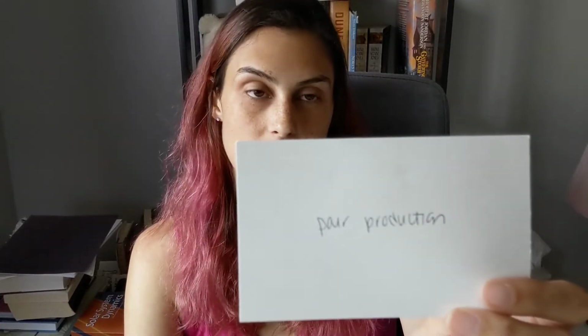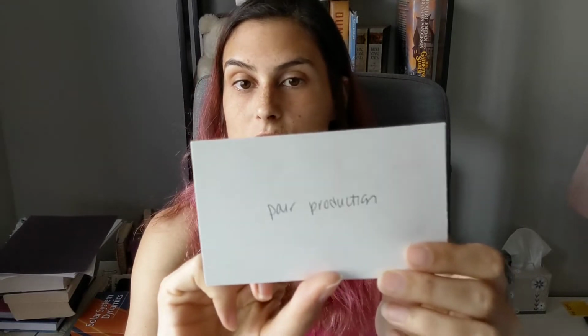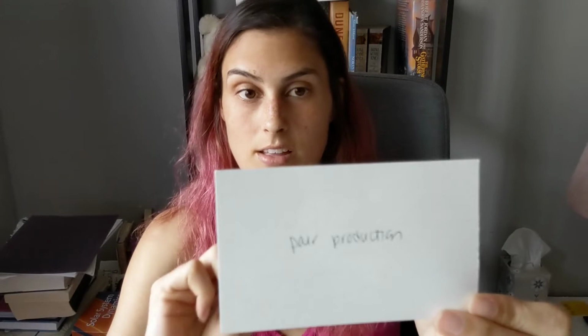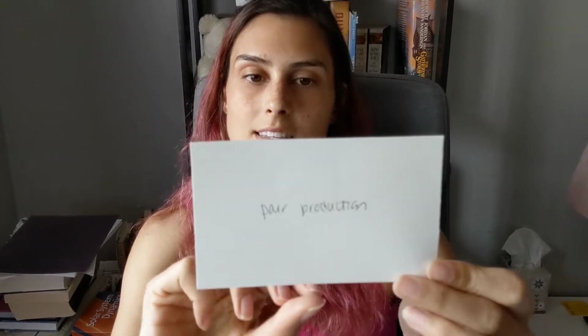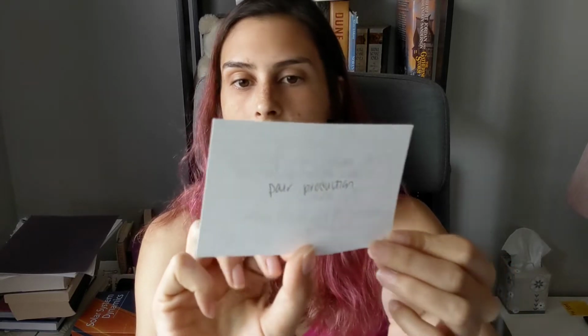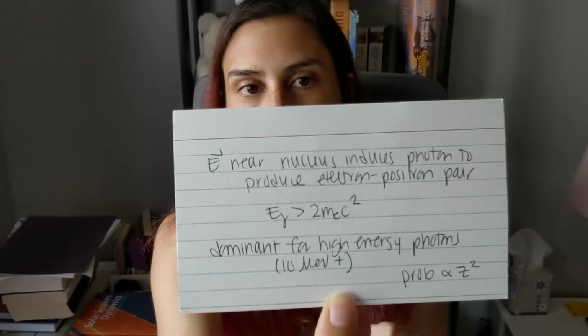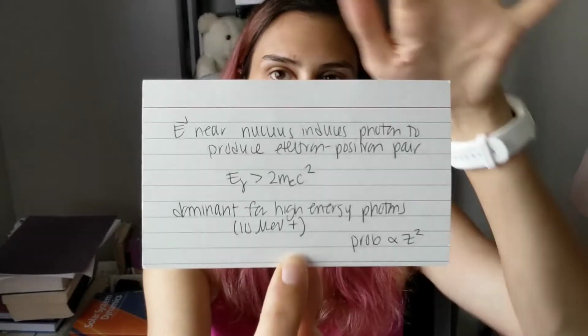Pair production. So this is when energy in your nucleus induces a photon to produce an electron-positron pair, and so the energy of the photon has to be greater than 2 times the mass of the electron c squared, and this is dominant for high energy photons, that's greater than 10 mega electron volts, and the probability is proportional to z squared. It's just a very quick overview of pair production. There's a lot of different information on there. I told you this is an eclectic set.